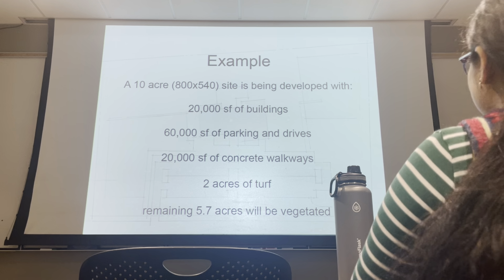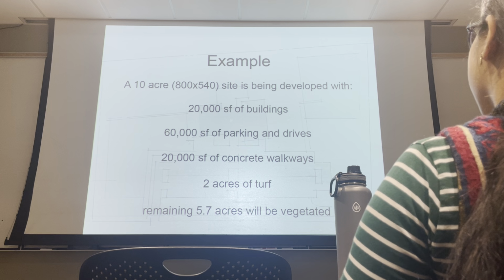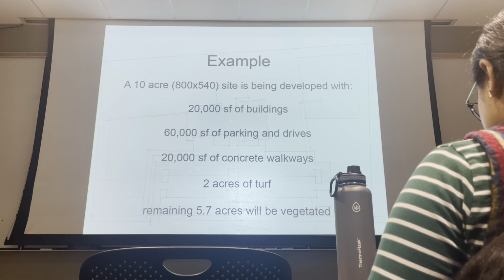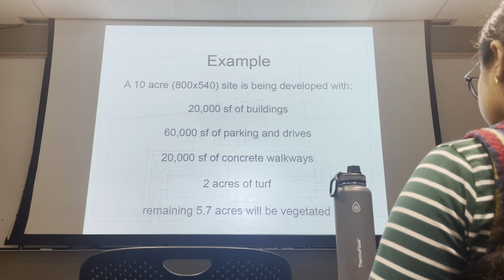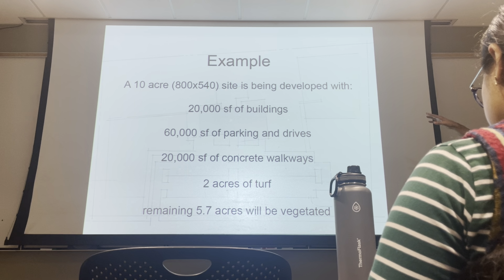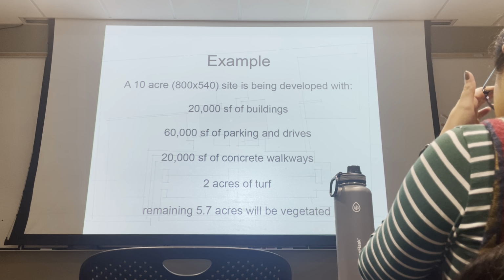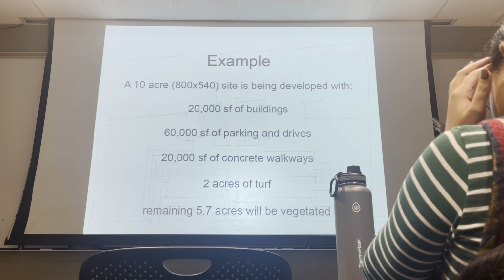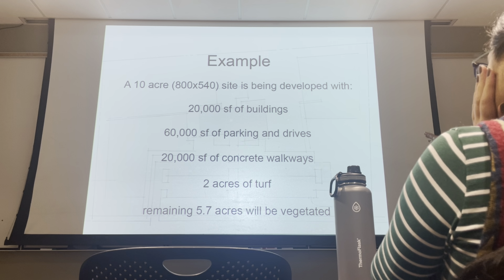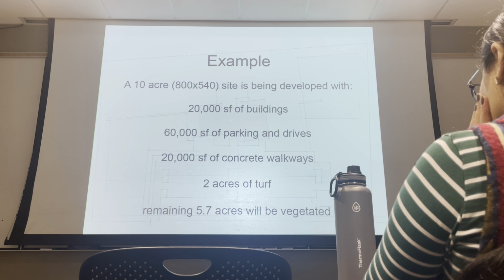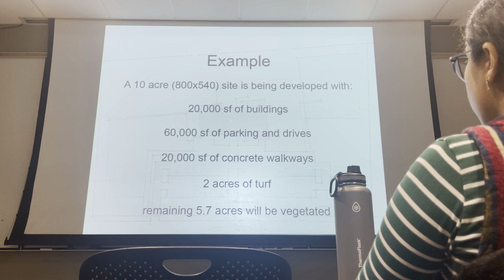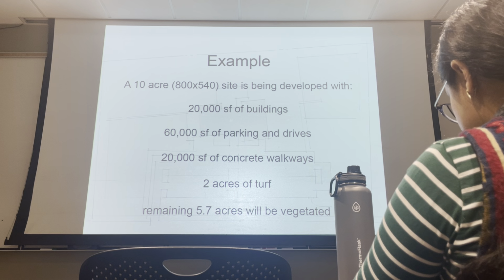Let me set up an example for us to use to hopefully make it make a little bit more sense. This is a 10-acre site, 800 by 540, and we're developing it with 20,000 square feet of buildings, 60,000 square feet of parking and drives, 20,000 square feet of concrete, 2 acres of turf, and the rest of it will be landscape, vegetation, shrubs and trees and things of that nature.